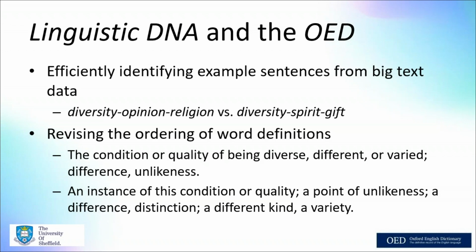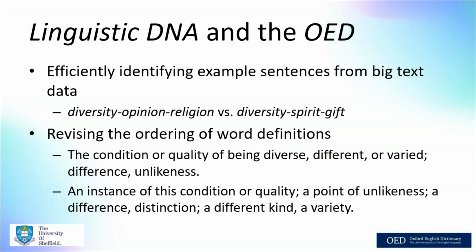So with the interface that we're working on with the OED now, a lexicographer can type in the word diversity and see a list of the strongest trios around the word diversity, and then click on a trio to see all of the example sentences that contain that trio. So this should help the efficiency with this lexicographical practice, and the OED is experimenting with it now.